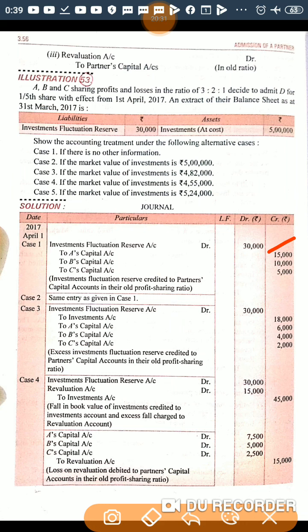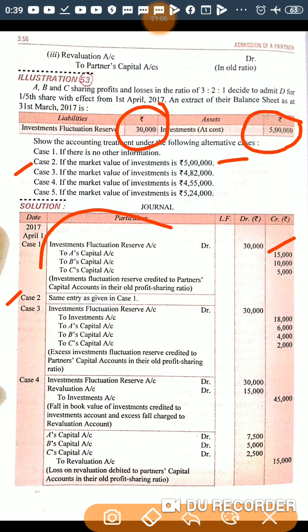Another case they have given, case 2: as additional information, at the time of admission, the market value of the investment is 5 lakh. So the market value is 5 lakh and the investment book value given in the balance sheet is 5 lakh. They are the same, there is no fluctuation. In this case, this 30,000 will be written off among the old partners in their old ratio. So for case 2, you will pass the same journal entry, right?